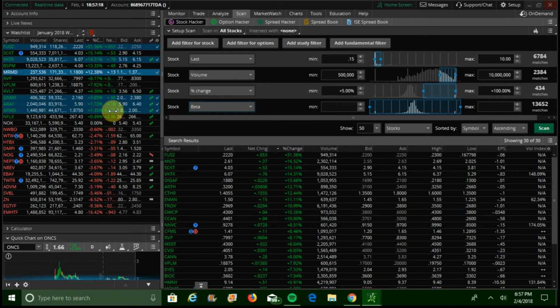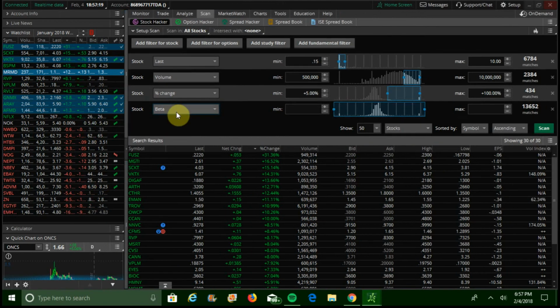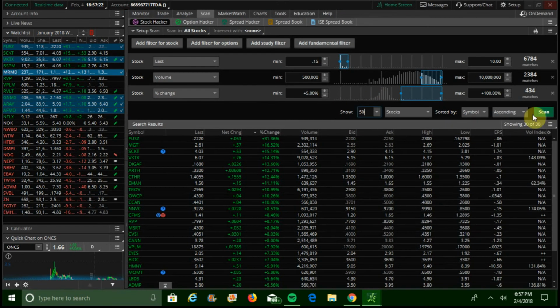Let me just scoot this over a little bit. Computer's running a little slow. So I can get that off. So anyway, what I do is I use last. Last is the last price that was recorded before the market close or at the market close.